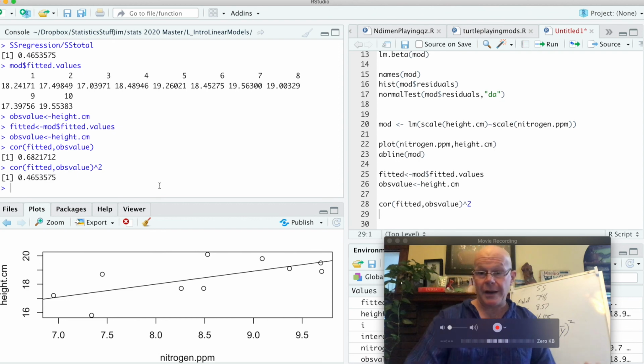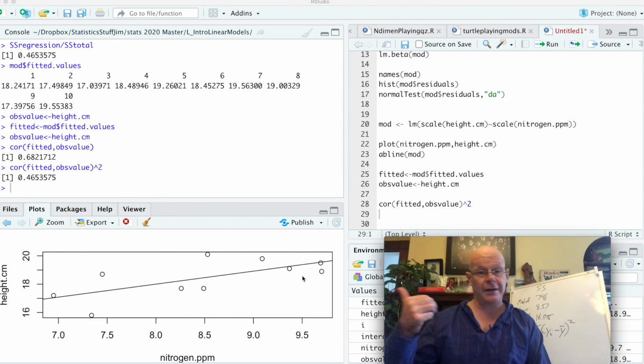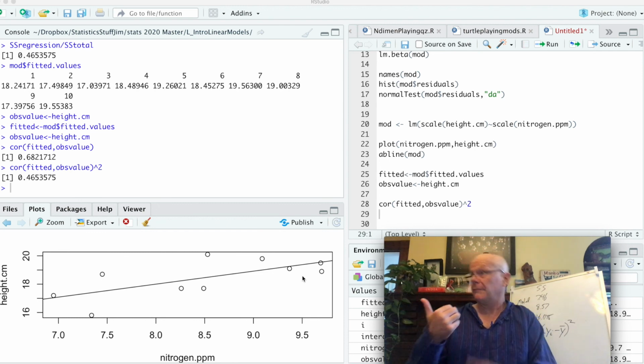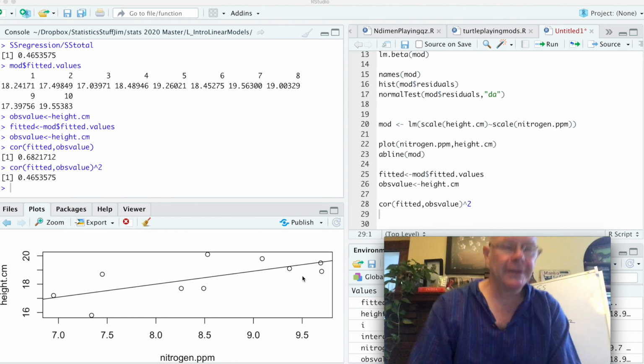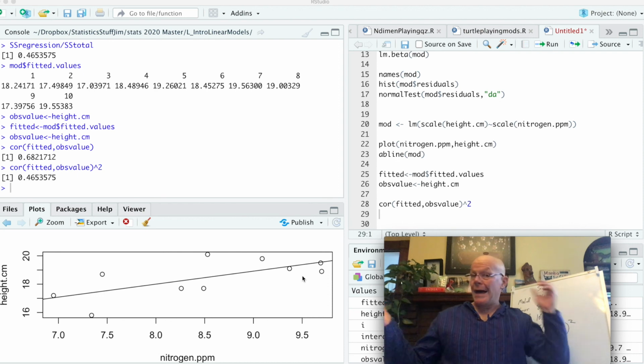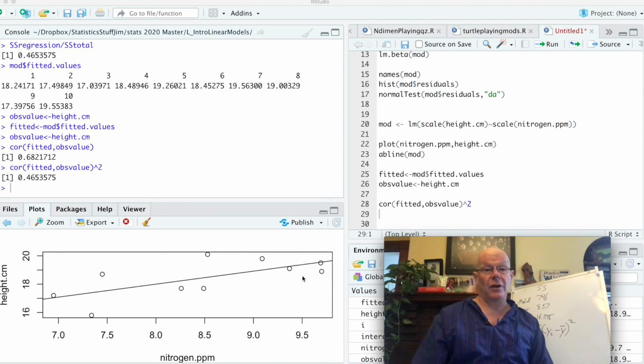So now, great, we can sit back, and I feel pretty good about our model. That looks pretty nice, I think. We have a model now. We have estimated a slope. We have estimated an intercept. We have the amount of variation that our model is explaining.